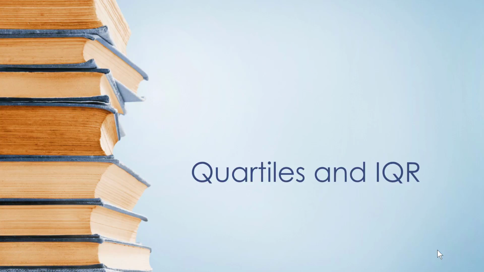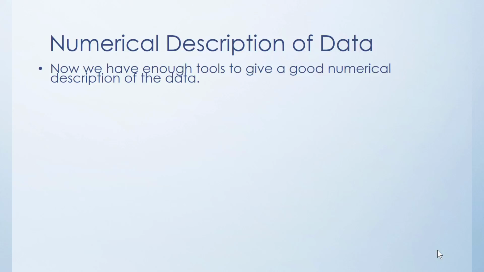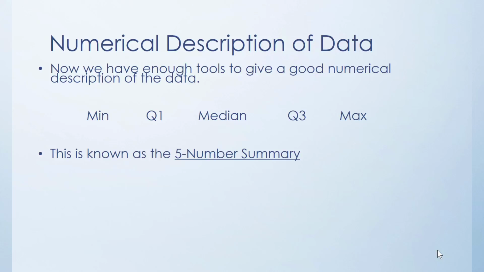Alright, so we're going to continue in this video with a few more examples of finding quartiles and determining the interquartile range. First, though, we're going to talk about the 5-number summary. Now that we know how to calculate the quartiles and the interquartile range, we have enough tools to give a good numerical description of the data. And this is what's called the 5-number summary. As I said before, it's the min, the first quartile, the median, the third quartile, and the max.